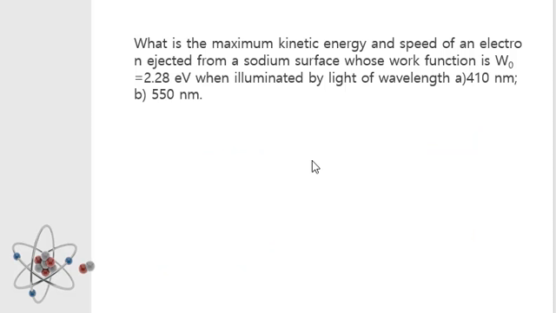Okay, next item. Okay, the last item. What is the maximum kinetic energy and speed of an electron ejected from a sodium surface whose work function is W naught, equivalent to 2.28 electron volts, when illuminated by light of wavelength 410 nanometers and a light of wavelength 550 nanometers?